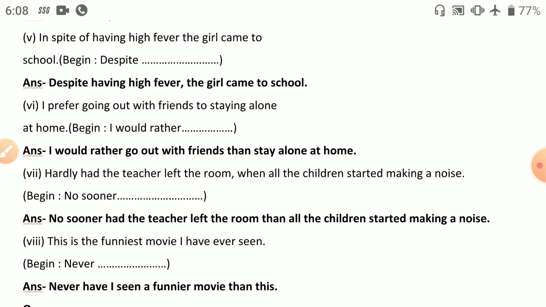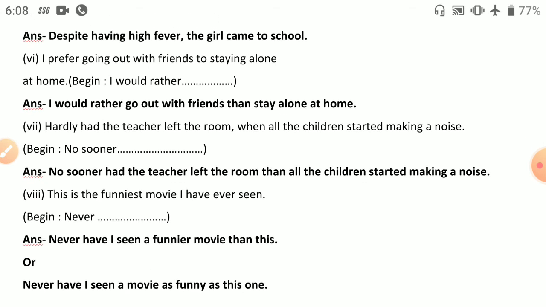Okay, doesn't take "to". Hardly, next one, hardly had the teacher left the room when all the children started making noise. No sooner. Typical example again. No sooner had the teacher left the room than all the children started making a noise. So no sooner takes "than", hardly takes "when".